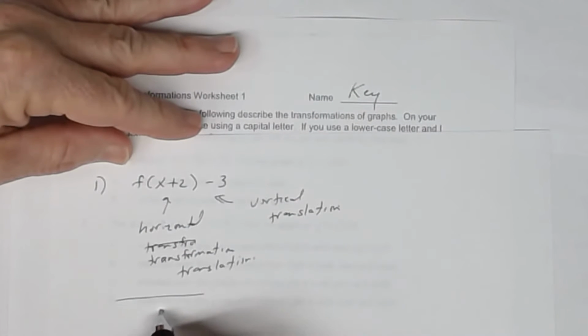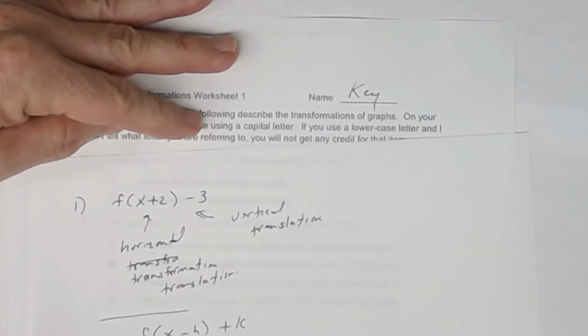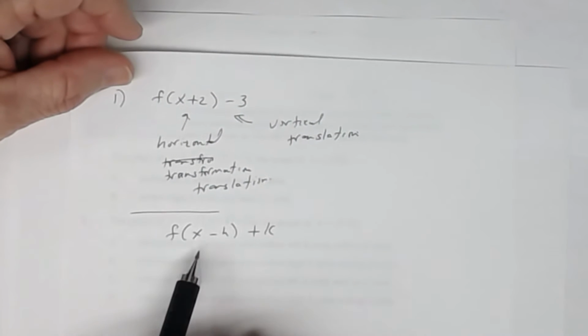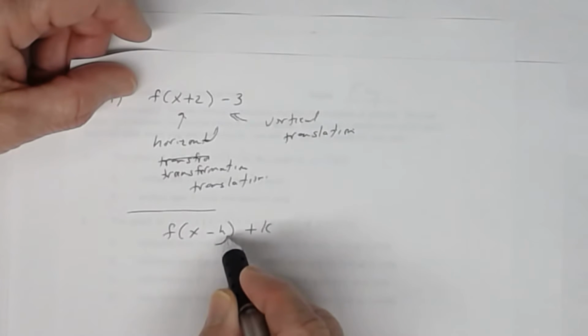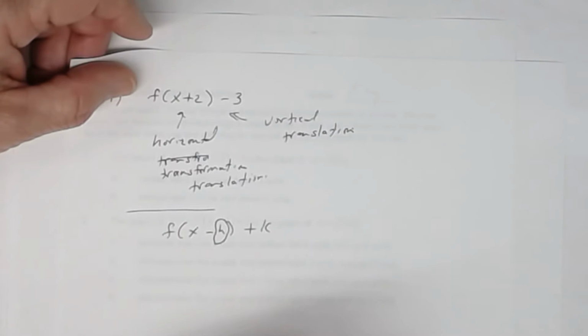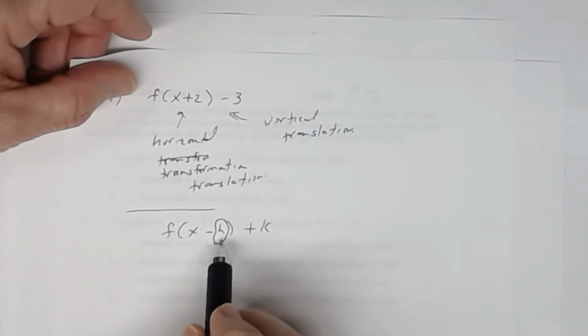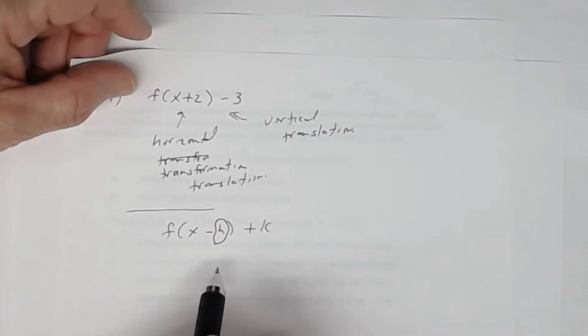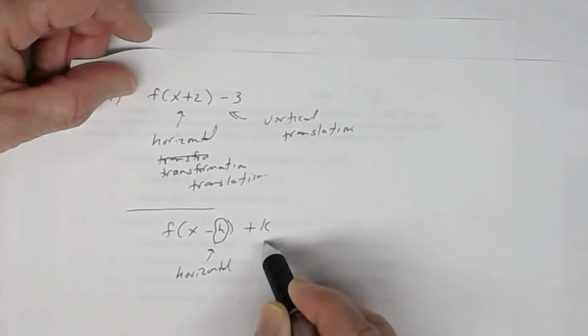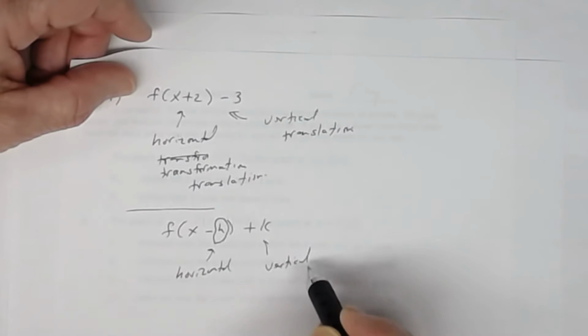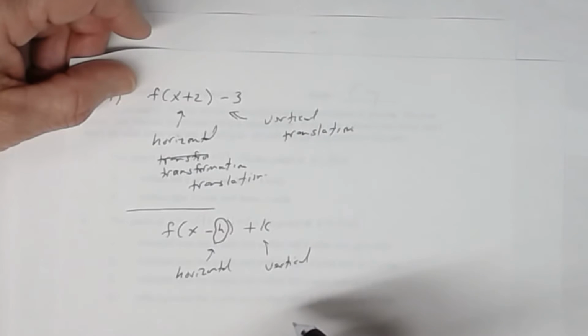So if you have f of x minus h plus k, whenever you have situations like this, think of f of x minus h plus k. This h here will be your horizontal translation. If h is positive, you're going to go to the right. If h is negative, you're going to go to the left. That's horizontal. And then k would be vertical. If k is positive, you go up. If k is negative, you go down.